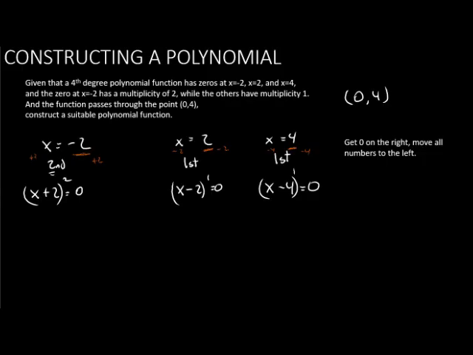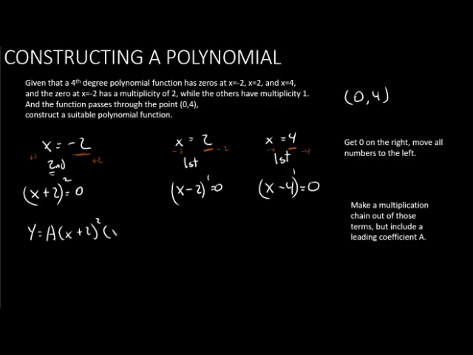Now that I have my terms, I can create a multiplication chain with those terms, but I have to make sure to include a leading coefficient, which we'll call a. For our polynomial, we will say y equals a times (x plus 2) squared times (x minus 2) times (x minus 4).